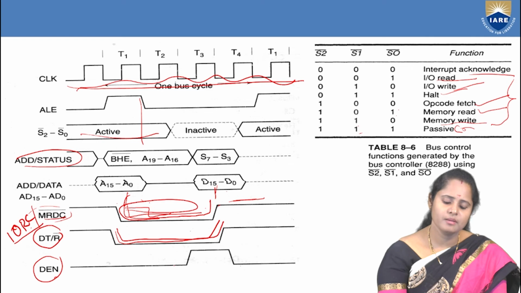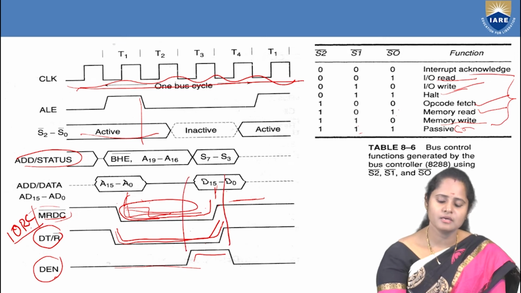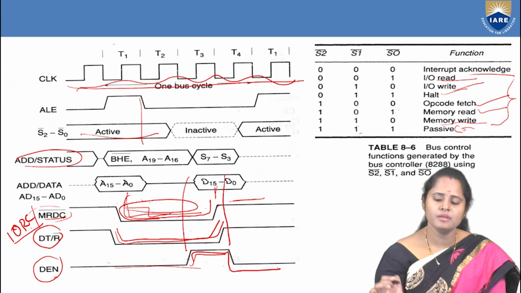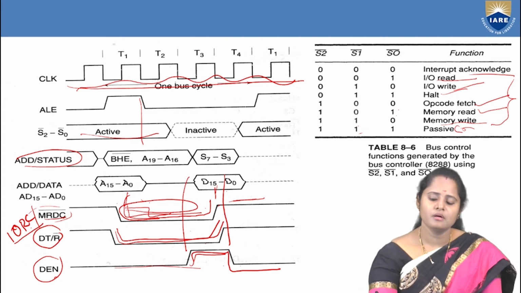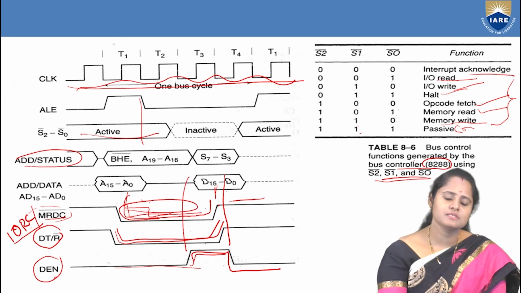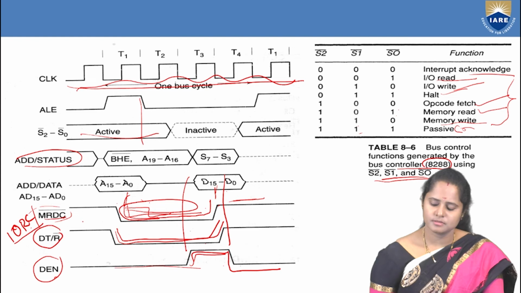So data will be enabled. Here you can see it is not an active bar pin. So this will be low for this particular time period, and whenever you are getting data at that last time period, the data enable pin will be enabled. So this is how the bus controller 8288 generates status signals. Depending upon the status signals, it generates the control signals, IO read control, IO write control, memory read control and memory write control, to work with the processor.